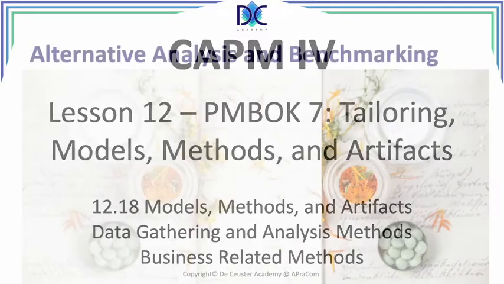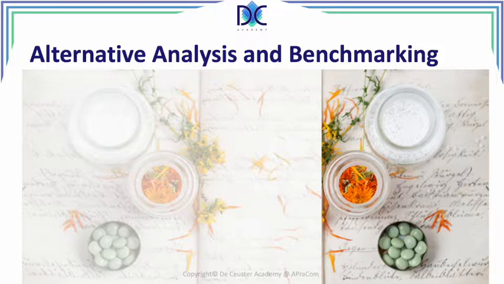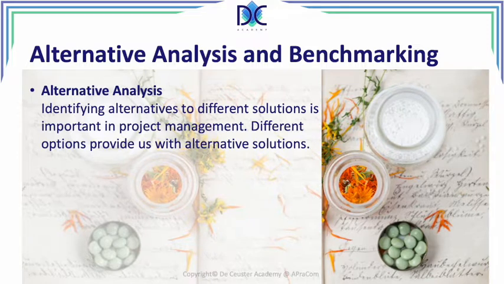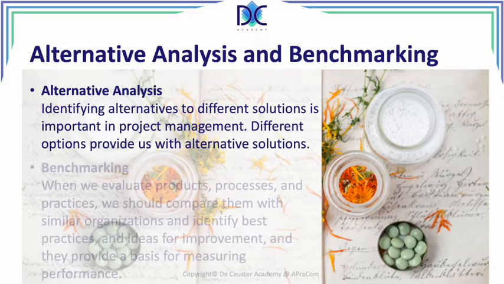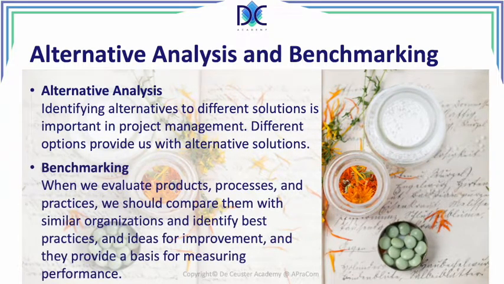So let's have a look at the different elements. The first two methods are alternative analysis and benchmarking. Alternative analysis is about identifying alternatives to different solutions, and it is important in project management. We want to find different options because they provide us alternative solutions that we can compare and we can find the best solution possible. Another element which is important in business is benchmarking.